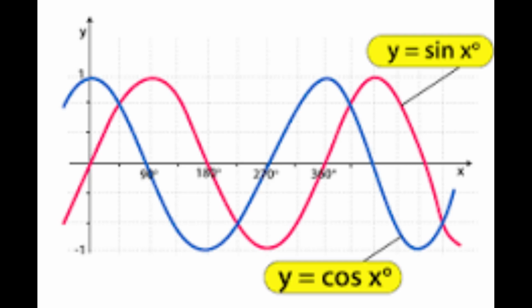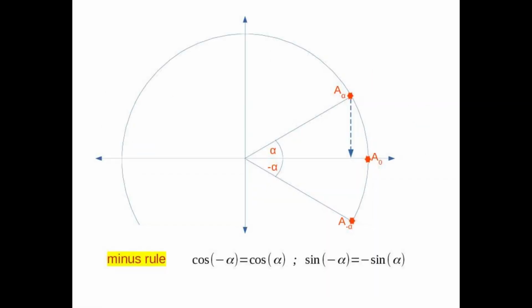This picture shows graph of sine and cosine functions. Function cosine is even 1, unchanged when reflected about y-axis. Function sine is odd 1. Its value changes sign when its argument does. Let's call it minus rule. By the way, it is good to remember that positive angle stands for rotation counterclockwise, and negative angle stands for rotation clockwise. That's the convention.